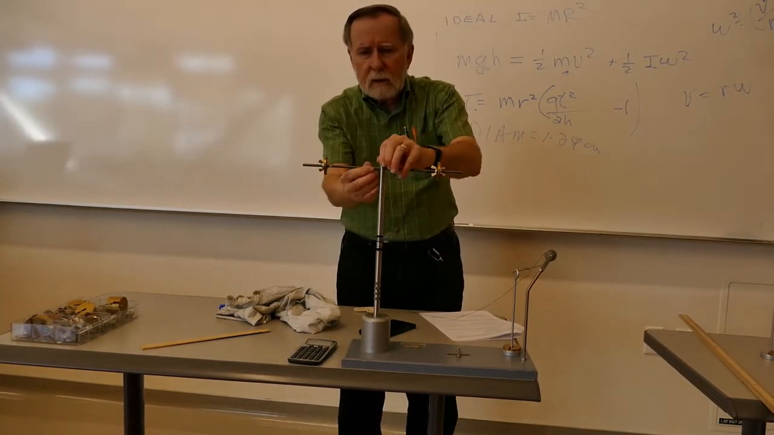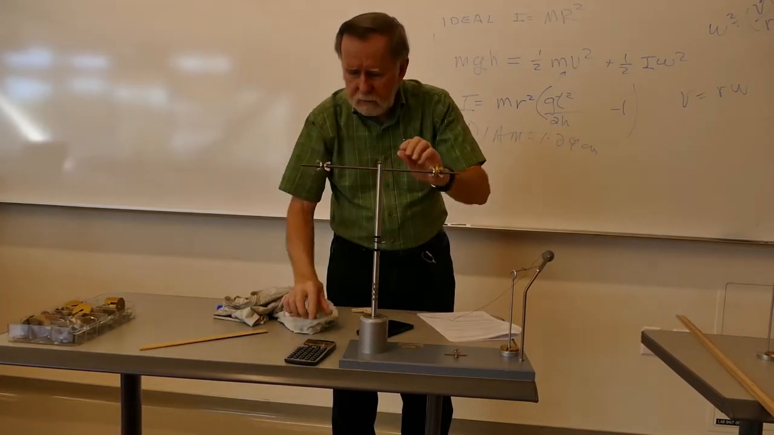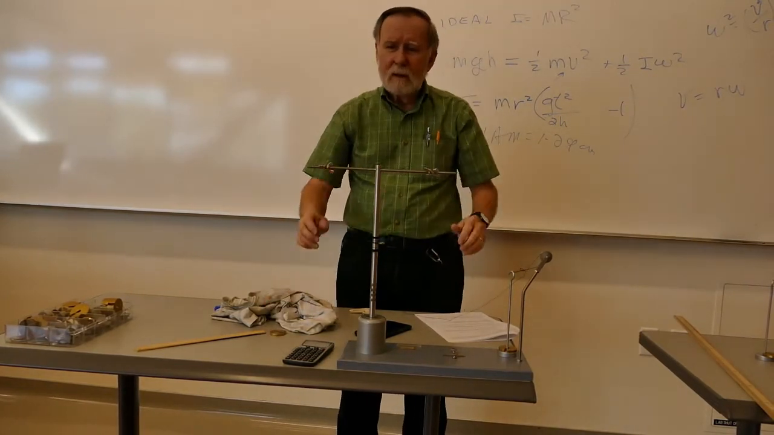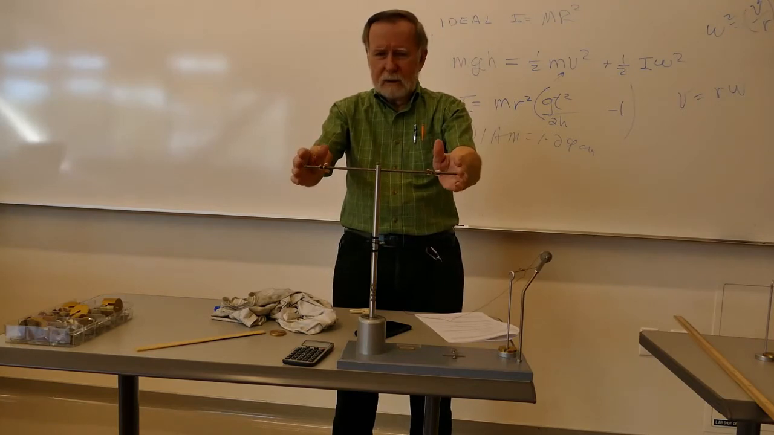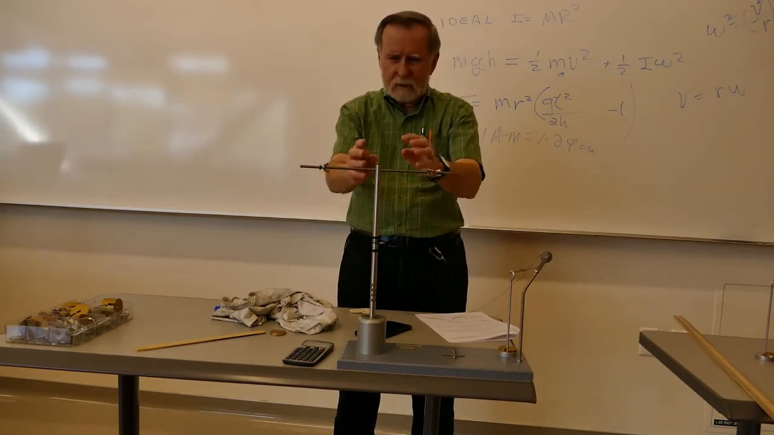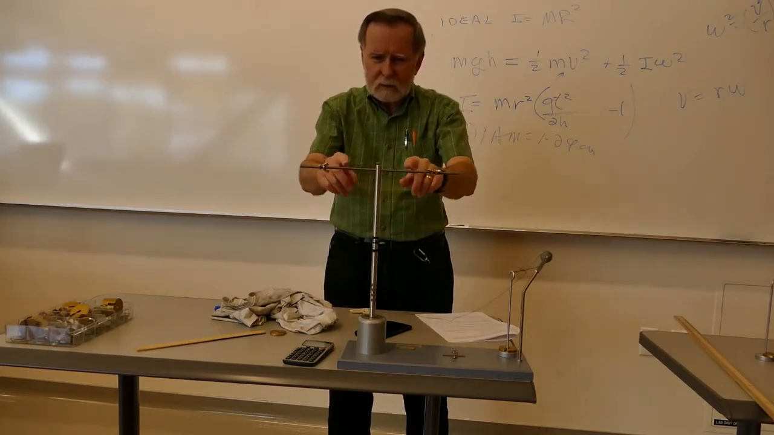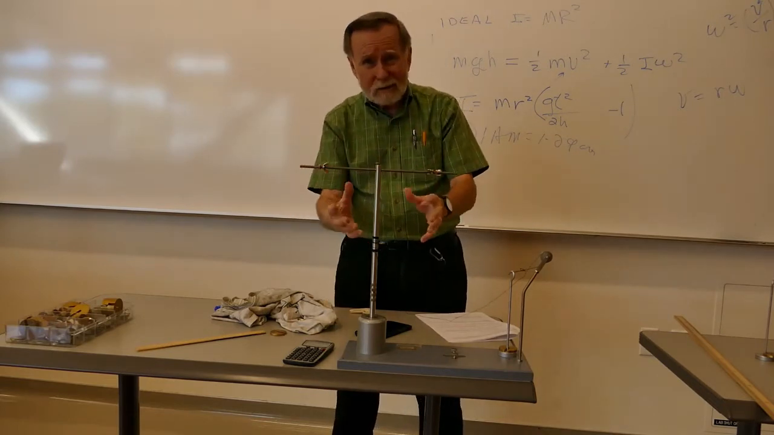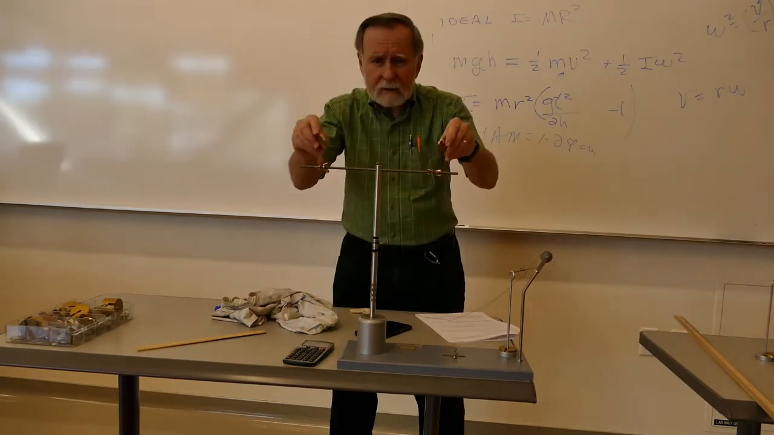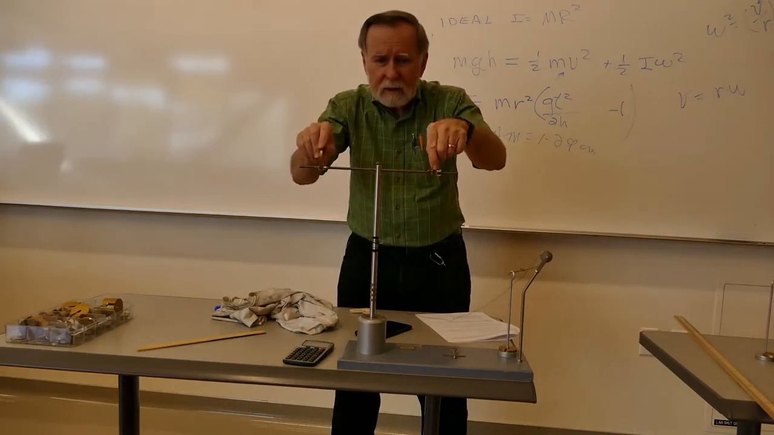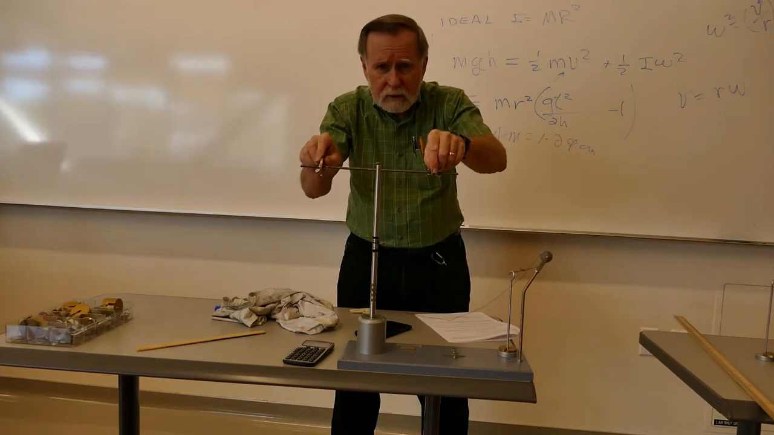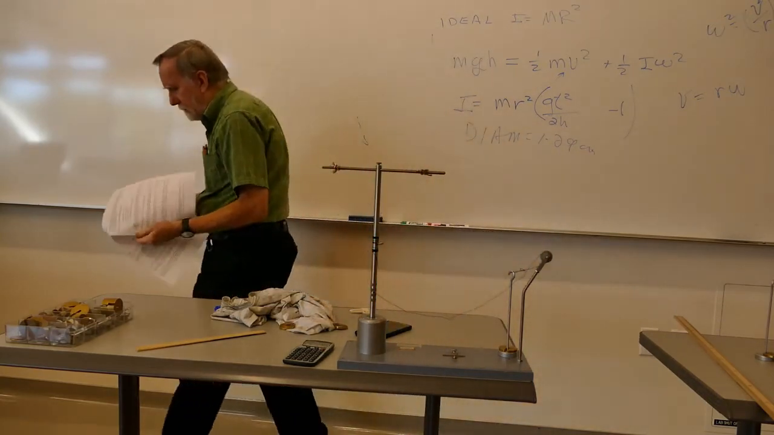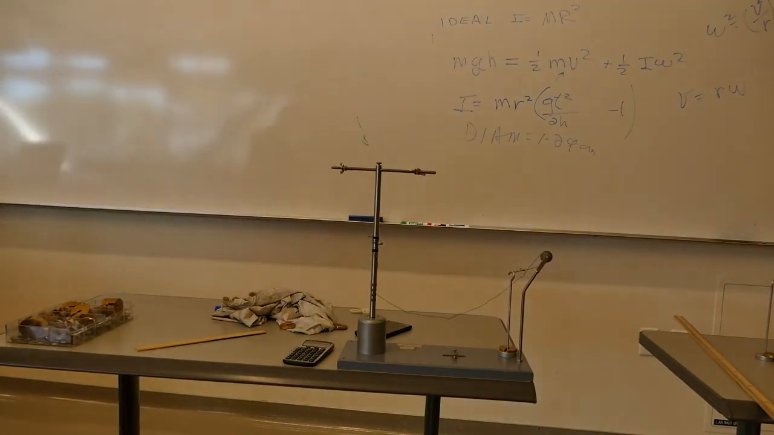So what we're going to do is remove those two masses to start with, and just work with this structure here of the crossbar and the shaft and the wing nuts. We're going to measure the moment of inertia of those things alone. Then later we're going to add the two masses and get the moment of inertia of that combination, and then we'll subtract the masses by themselves. You can see on your data page where it's set up for that.